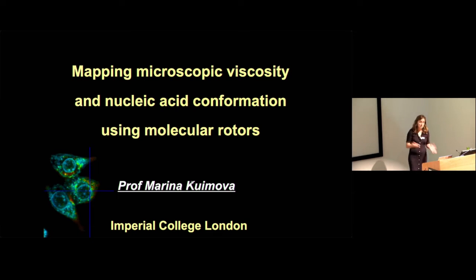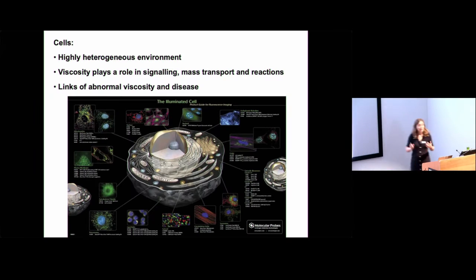And so I had to remove the temperature, and instead now I'm going to talk about using our probes called molecular rotors for probing microscopic viscosity in live tissues and cells, but also probing nucleic acid conformation in a dynamic way. I'll still stick with molecular rotors first because it describes the background and describes the main principles of how our approach and our strategy works.